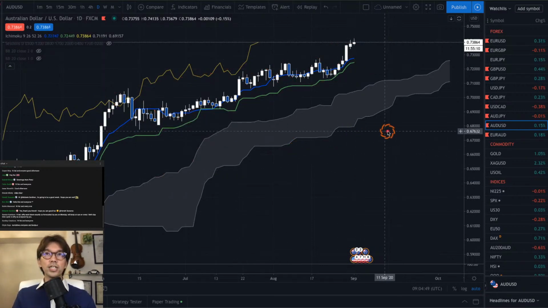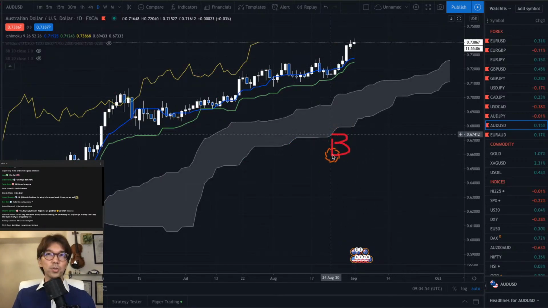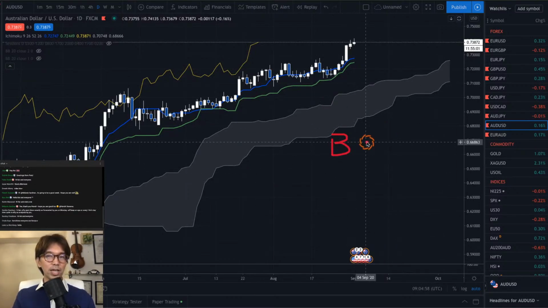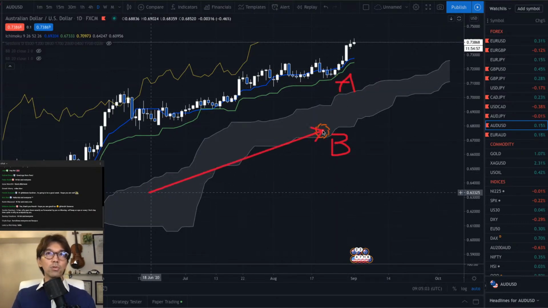So for example, when you see Senko span B, so for those who are new to this channel or new to Ichimoku, the lower part is called the Senko span B and the upper part is called Senko span A when the Kumo is bullish like this.